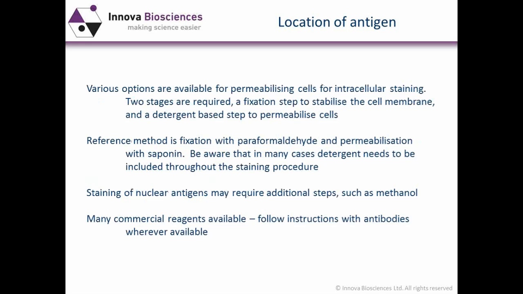If you're looking at intracellular staining, you need to be able to permeabilize the cells to give access to antibodies to get to inside the cell. Generally, you need 2 stages, a fixation step to stabilize the cell membrane and a detergent step to actually permeabilize the cells. The original reference method was fixation of the cells with paraformaldehyde and permeabilization with the detergent saponin.